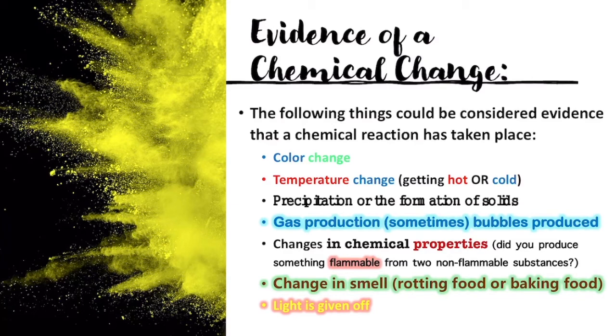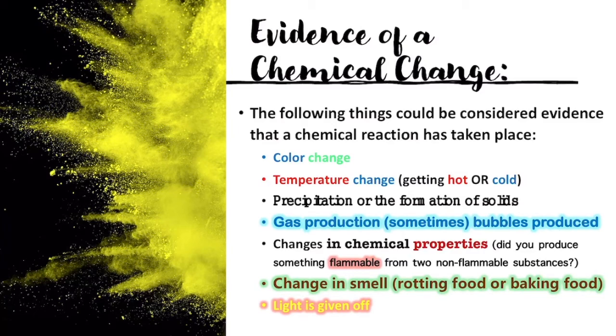And then a change in smell is also another indicator that a chemical reaction has taken place. If you have ever had rotting food in your kitchen and you've been able to smell it, it smells pretty bad, and you just gotta get rid of that. So that's a chemical reaction. That's the decomposition of whatever's decomposing in your kitchen.